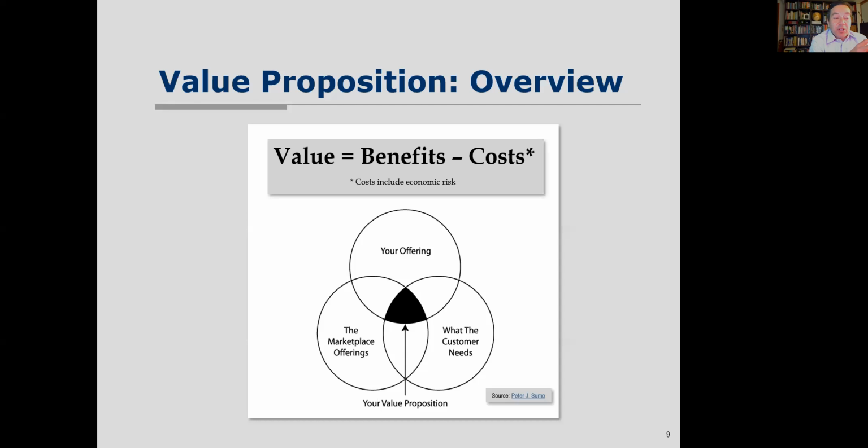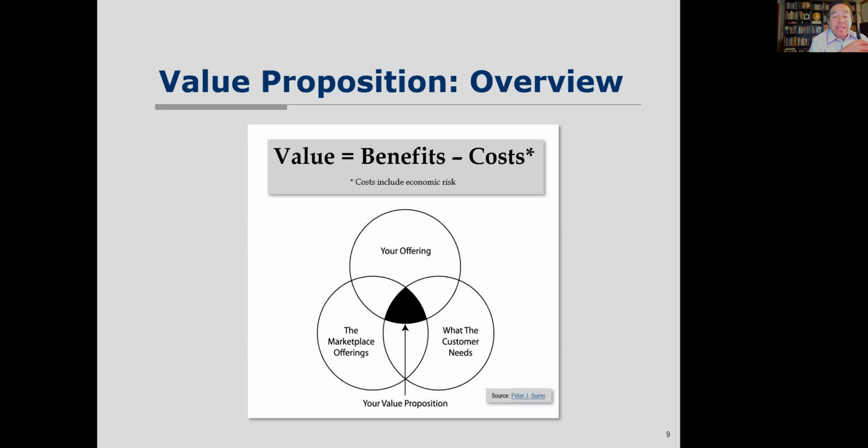The benefits and costs of the marketplace offerings, in other words, competitors or similar products, and what the customer actually needs. And that intersection of all three is your company's particular value proposition. You obviously want to maximize that as much as possible. You can maximize that by increasing the capabilities and functions and strength of your offering. So that's the product side of marketing.